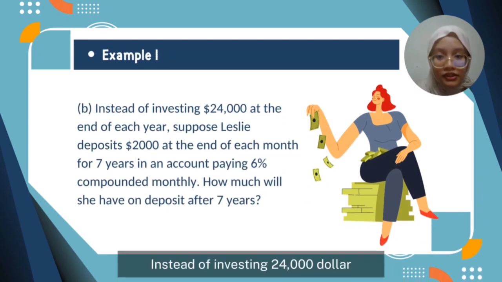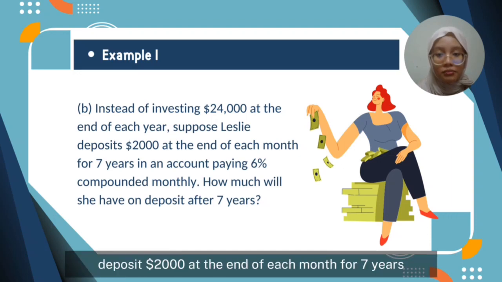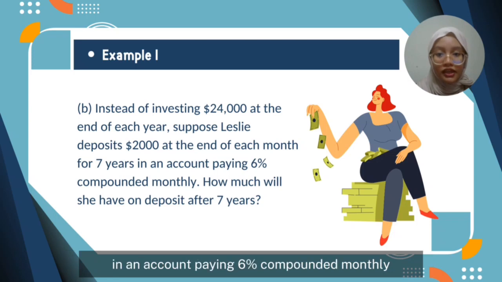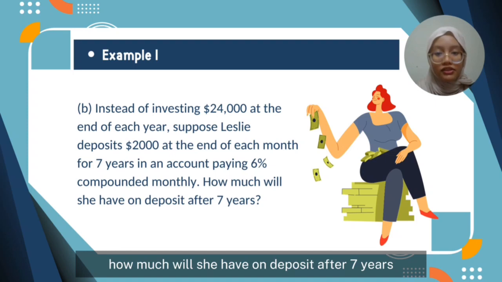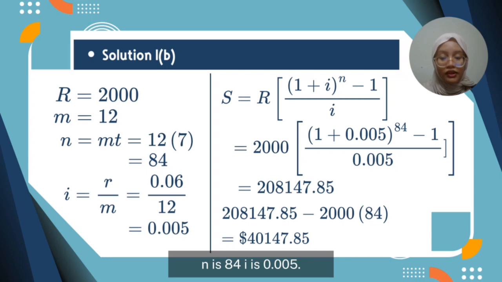Next, question 1b. Instead of investing $24,000 at the end of each year, suppose Leslie deposits $2,000 at the end of each month for 7 years in an account paying 6% compounded monthly. How much will she have on deposit after 7 years? From question 1b, we get R equal to 2,000. The interest is compounded monthly, so m is 12, n is 84, i is 0.005.